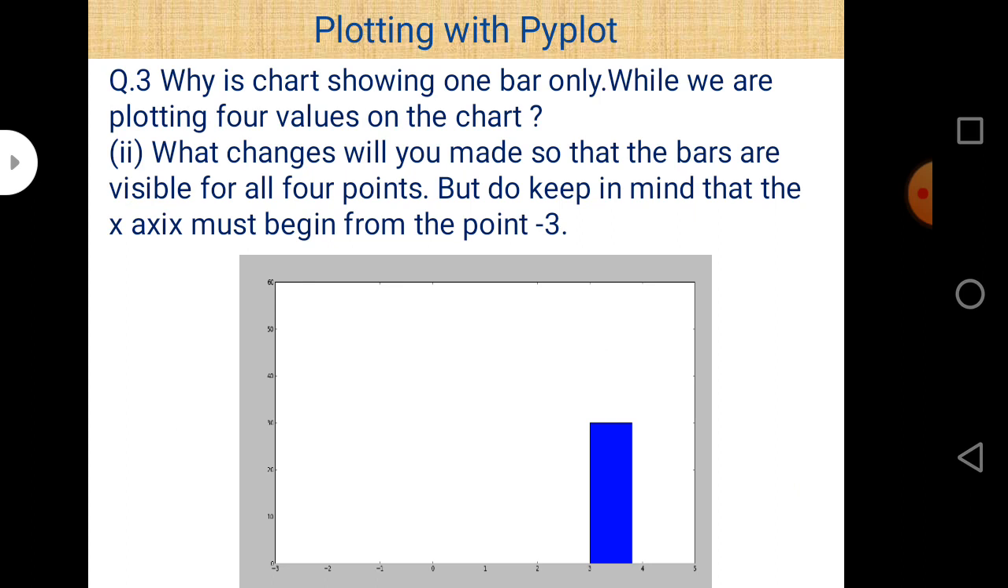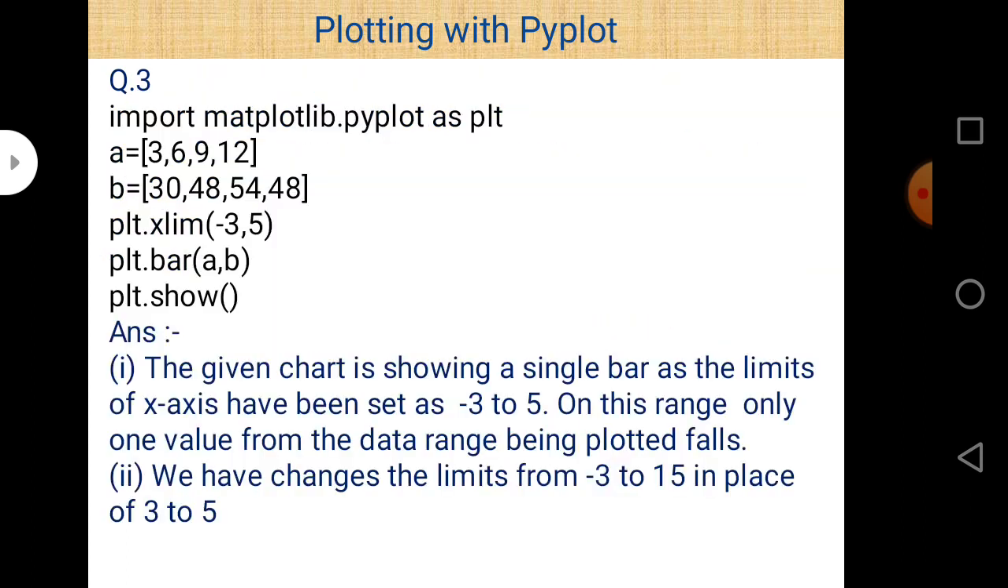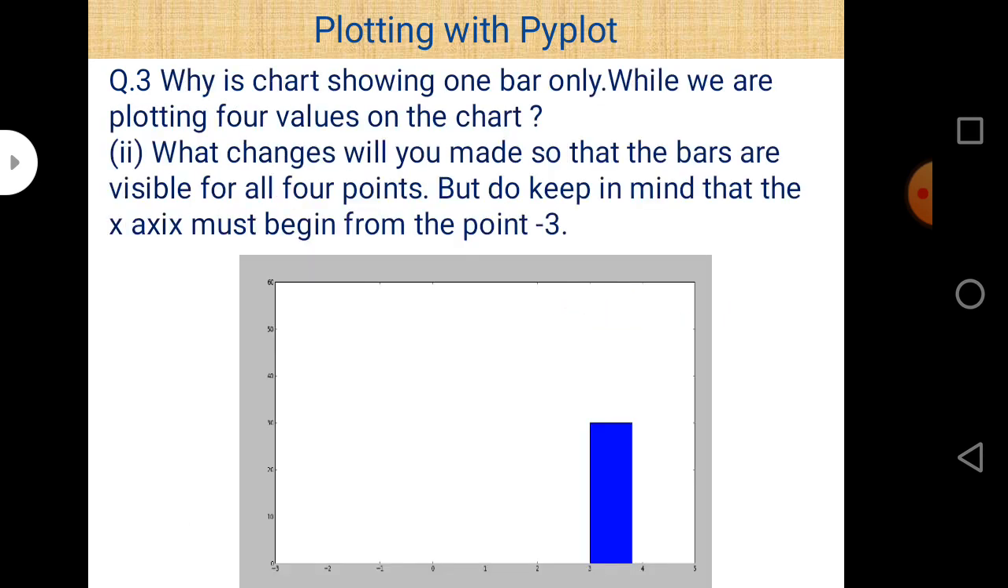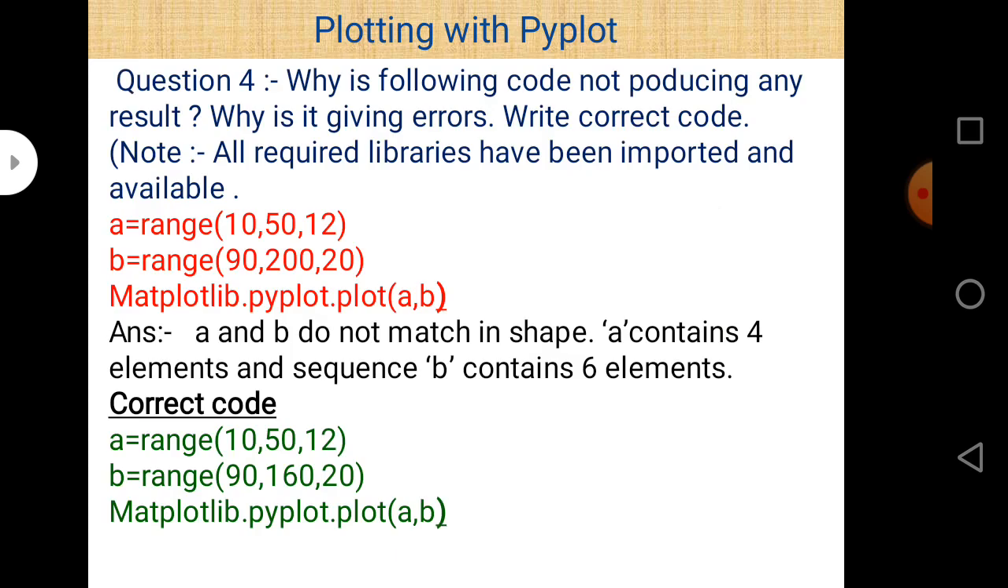So it will take all values, that means 3, 6, 9 and 12. And if we don't change the initial limit, that is -3, it doesn't affect the actual representation of the 4 bars. So we take here -3 to 15. So using this we can easily print this bar chart.